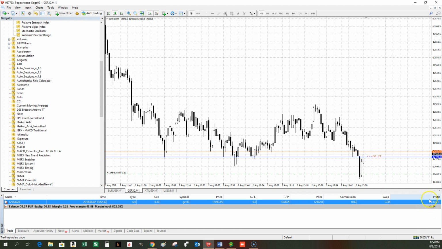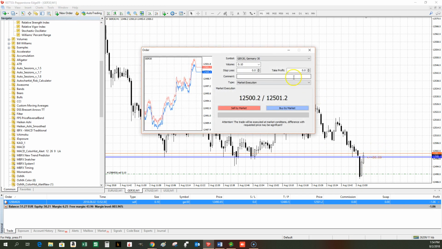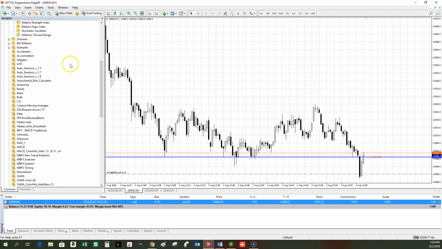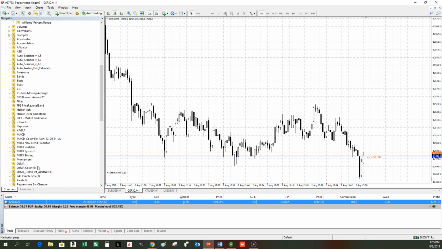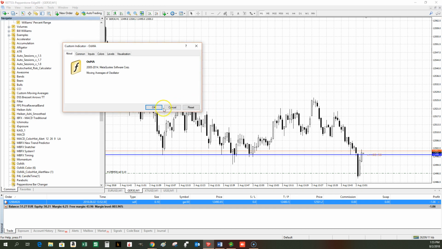You see, I got a 1.19, 1.20 negative position, as you can see. Okay, so I'm gonna take a new trade. Let's open the moving average of oscillator, OSMA, moving average of oscillator.